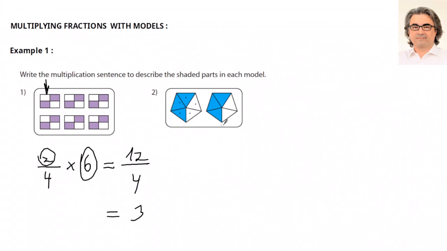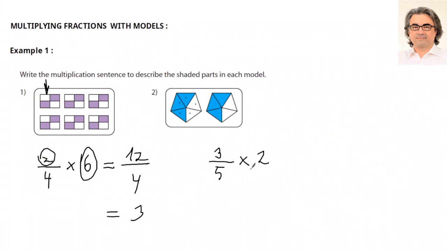I have 2 equivalent pentagons, and each pentagon is divided into 5 equivalent triangles, and 3 of them were colored. So if you represent the colored region as a fraction for a pentagon, you should write 3 over 5. 5 is the total number of triangles. 3 is the number of colored triangles. And I have 2 pentagons, so I should multiply with 2.